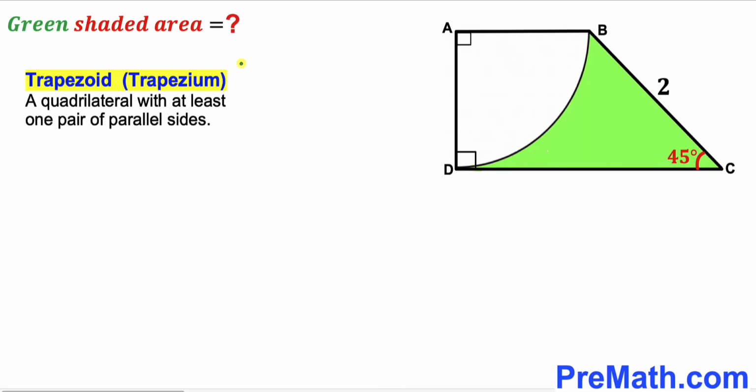And now let's recall the definition of a trapezoid. Sometimes we call it the trapezium, a quadrilateral with at least one pair of parallel sides. And we can see this angle is a 90 degree angle and this angle is 90 degrees as well. So therefore this side AB is going to be parallel to this side CD. So therefore we conclude that this quadrilateral ABCD is indeed a trapezoid.